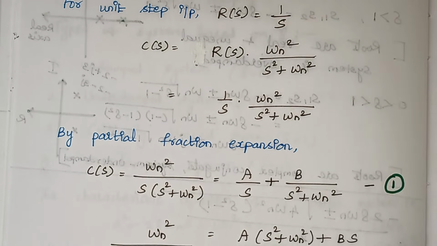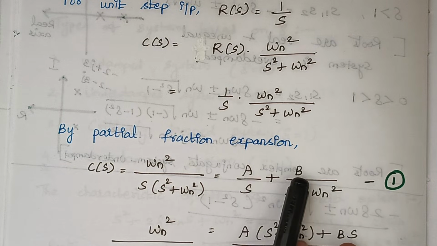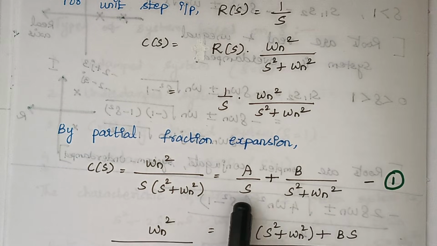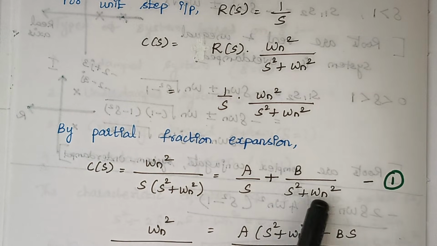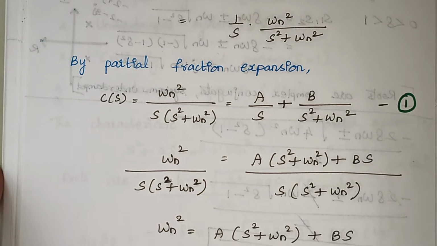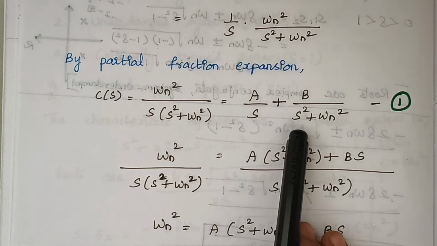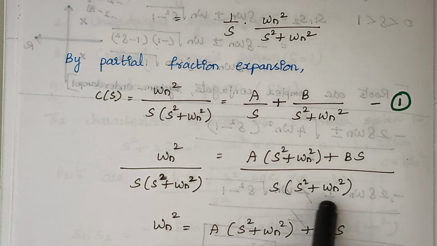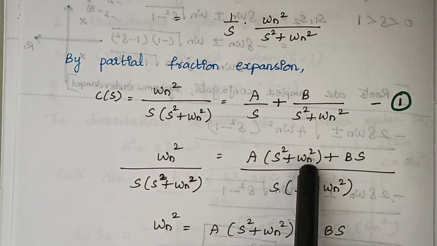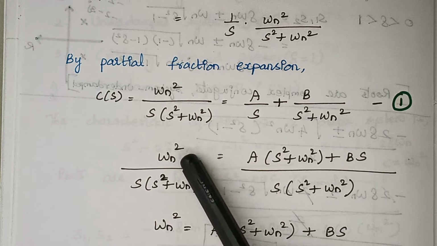So here the denominator we are having two terms, right? So I am splitting and writing it using new two terms, that is A and B. A by S plus B by S square plus omega n square. Now take LCM. So when you take LCM, you will be having the denominator term will be S into S square plus omega n square. Right. So here when you cross multiply, you will be having A into S square plus omega n square plus B into S. Right. And here the left hand side as it is.